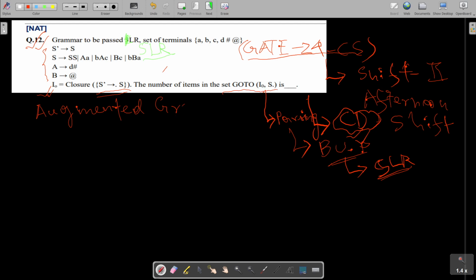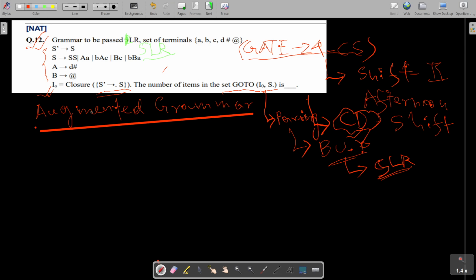Then from I naught we have to compute the goto set of I naught for the S symbol. Sorry. Yes, the augmented grammar. This is a bit problematic, so I simply draw a line over here. Augmented grammar. Now, go back.